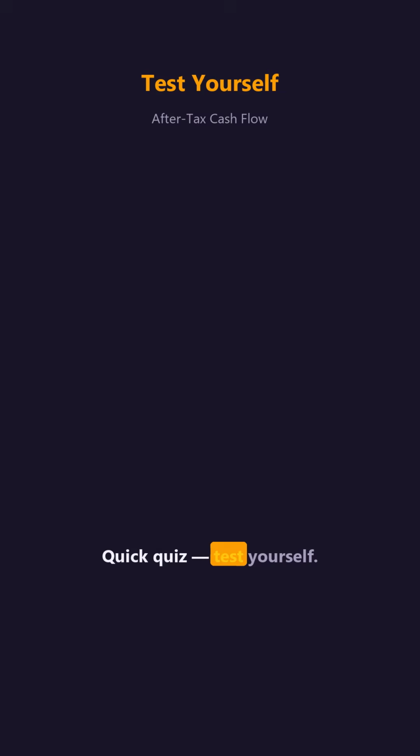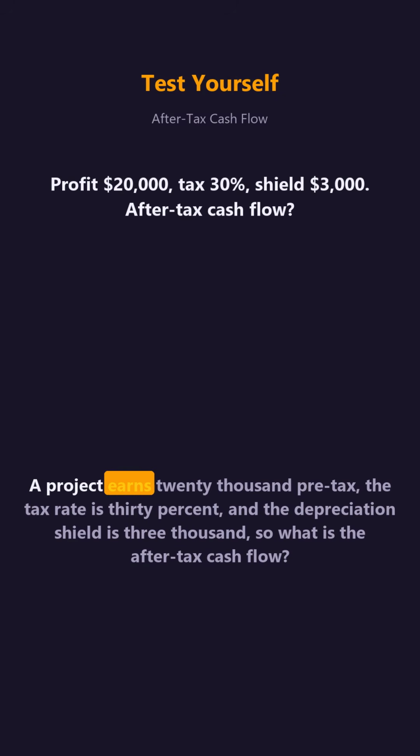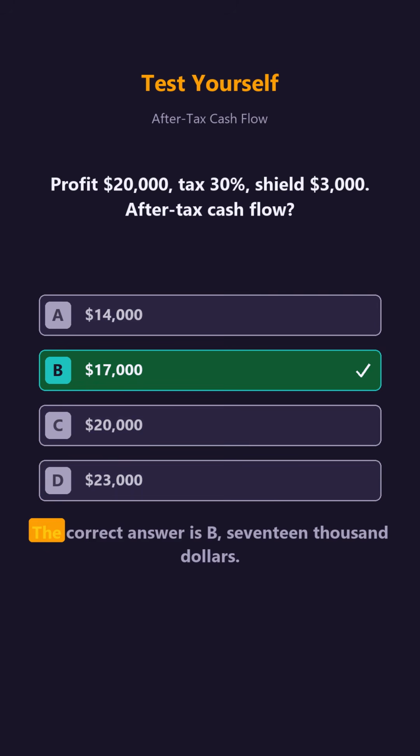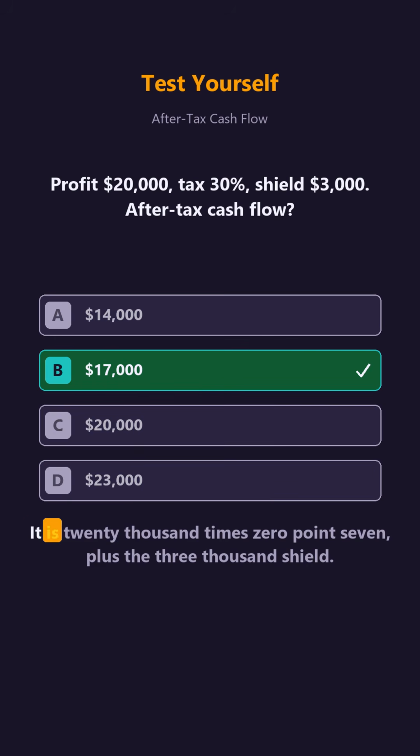Quick quiz, test yourself. A project earns $20,000 pre-tax, the tax rate is 30%, and the depreciation shield is $3,000, so what is the after-tax cash flow? Here are your 4 options. Pause the video and solve it now. The correct answer is B, $17,000. It is 20,000 times 0.7, plus the 3,000 shield.